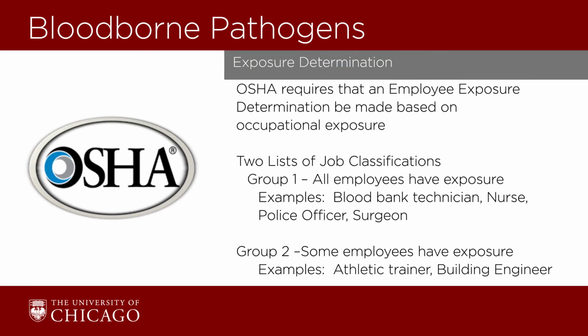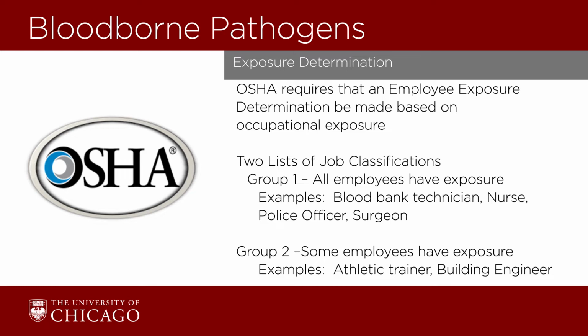OSHA requires that an exposure determination be made based on the definition of occupational exposure. The determination is made by reviewing job classifications in the work environment and listing exposures in two groups. The University of Chicago's exposure determination is shown below and can be found by clicking on reference material.